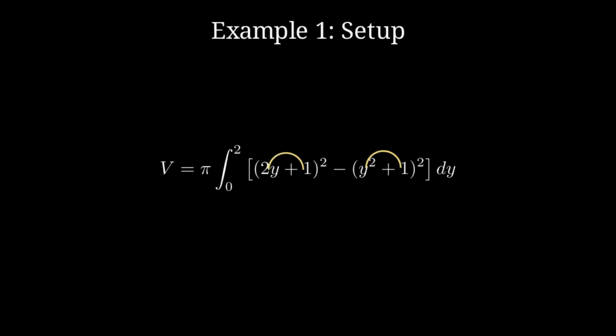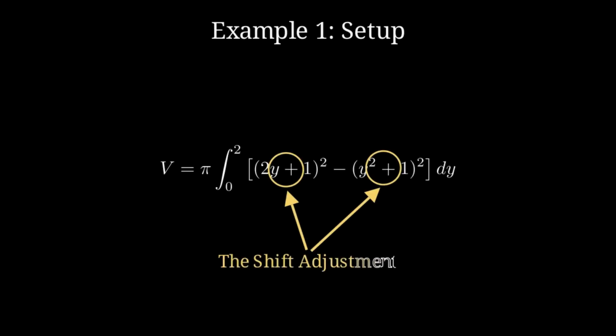The volume V equals pi times the integral from 0 to 2 of the quantity 2y plus 1 squared, minus the quantity y squared plus 1 squared, with respect to y. That plus 1 comes from subtracting the -1 axis. This adjustment is the most critical step in handling shifted axes correctly.